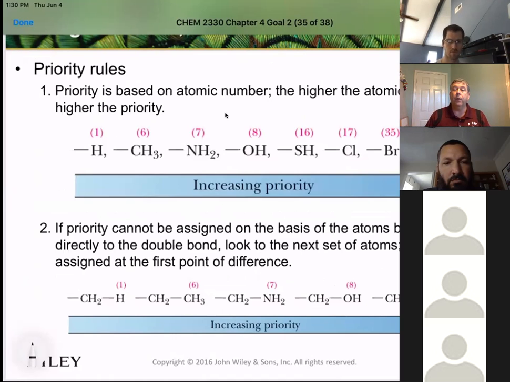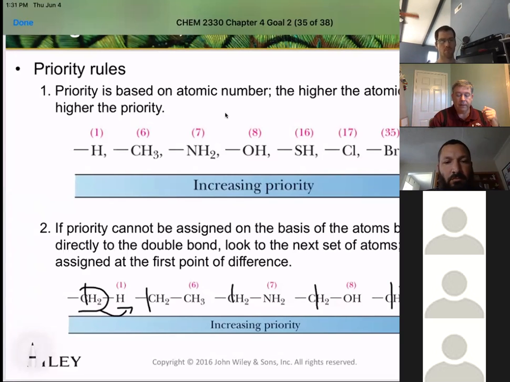Okay. So if there's only that one thing and we can differentiate there, we're done. But a lot of times we have, okay, it's a methyl group or an ethyl group. Those are different, and therefore we have to go to the second rule. The second rule is if we can't identify it by the thing directly bonded to it, we have to look at the one bond over from that. Okay. So if all of these have the same bond directly to our double bond, we have to look at the next atom over, okay?